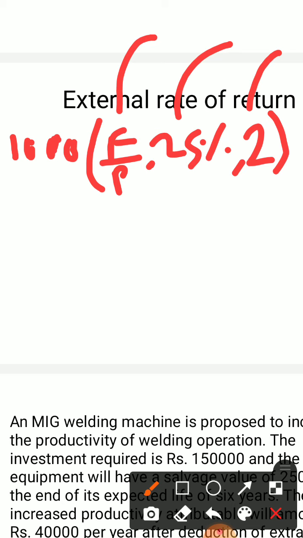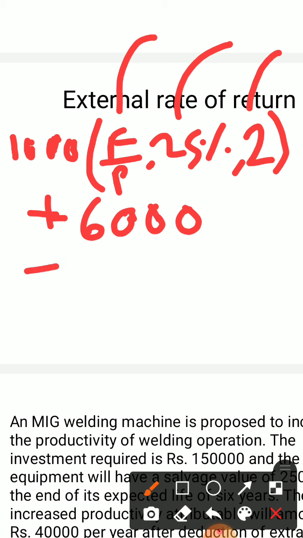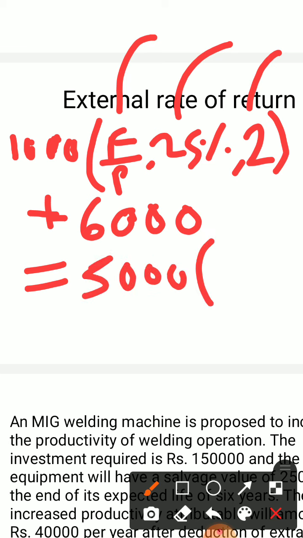Here 1,000 is initially added. Now 6,000 you will get after 2 years, and that should be equated to the expenses. 5,000, and that we consider with some interest rate. Again it is 5,000 with the F by P factor with some interest rate I, and for a period of year 1.